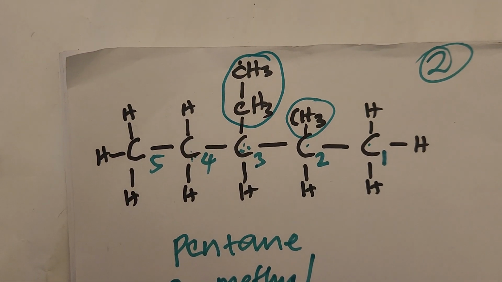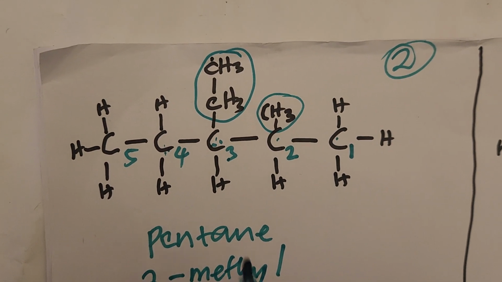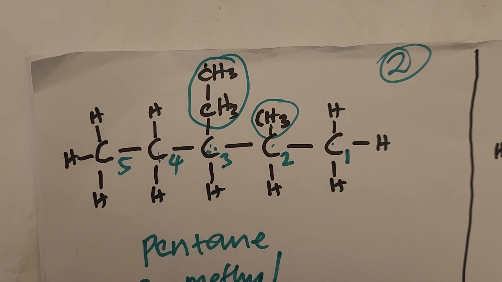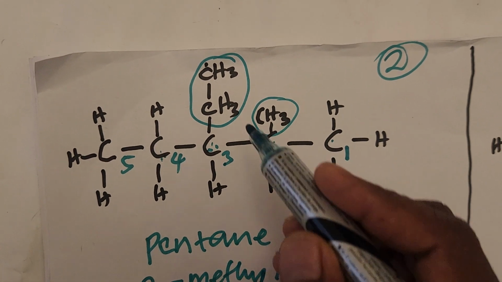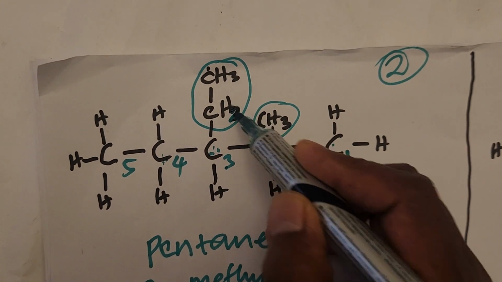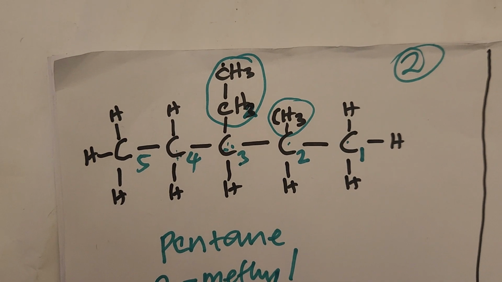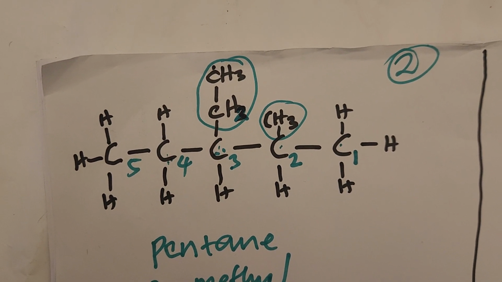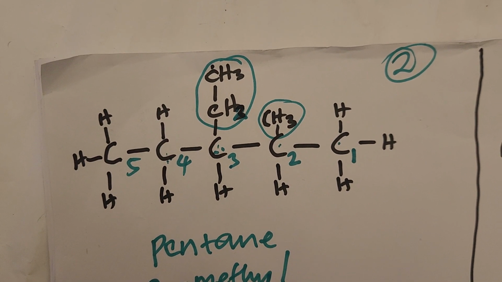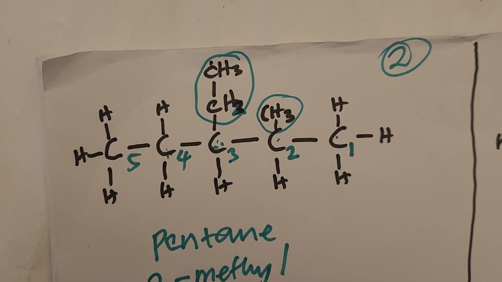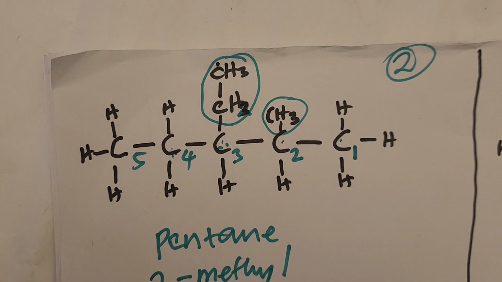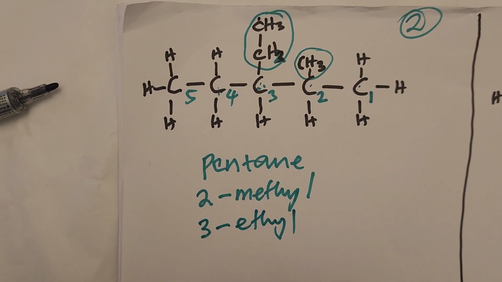Now there are 2 carbons. Remember, it is eth-, but it's not ethane, it is missing 1 hydrogen. Therefore this is C2H5, sorry, CH2CH3. Then instead of ethane, it will be ethyl. The ethyl is at carbon number 3. Therefore I'll call it 3-ethyl. 3-ethyl.